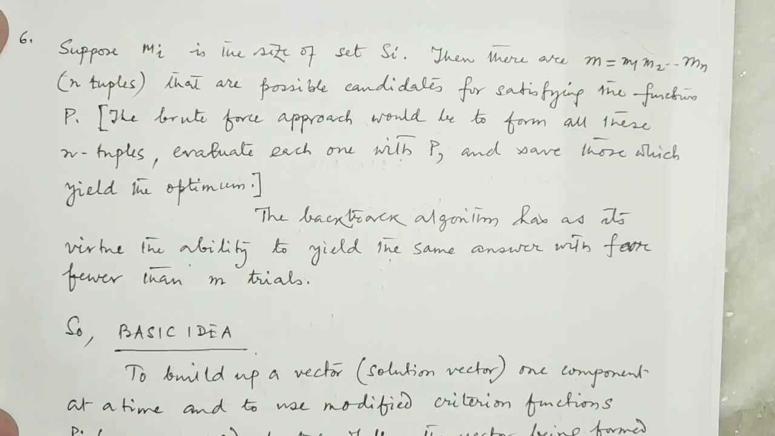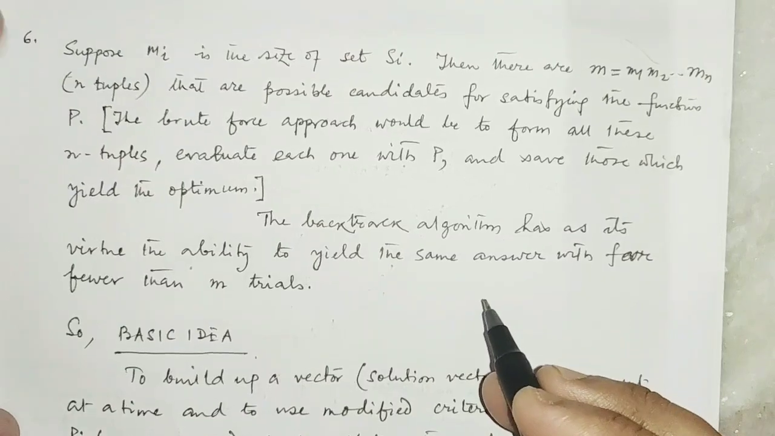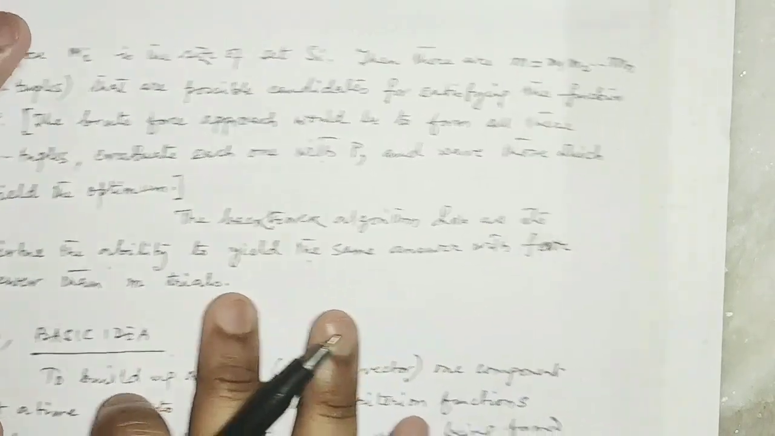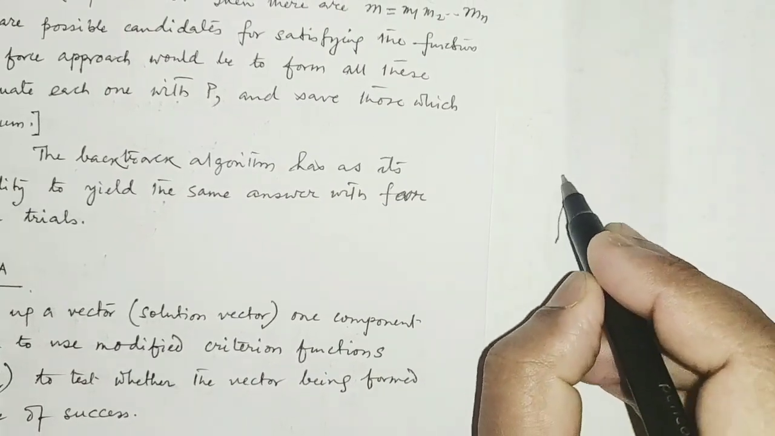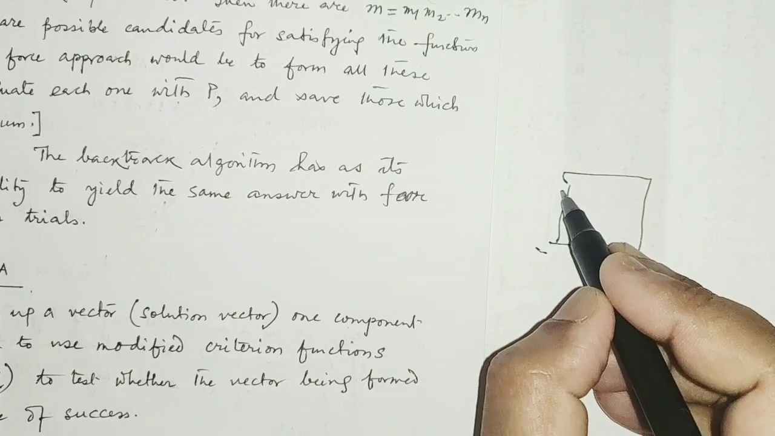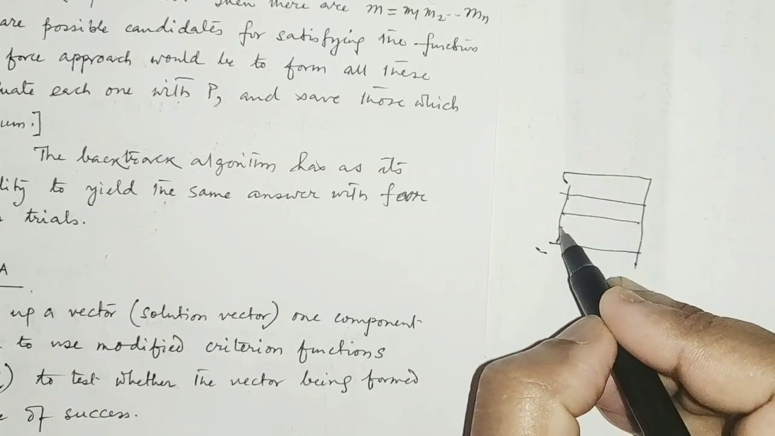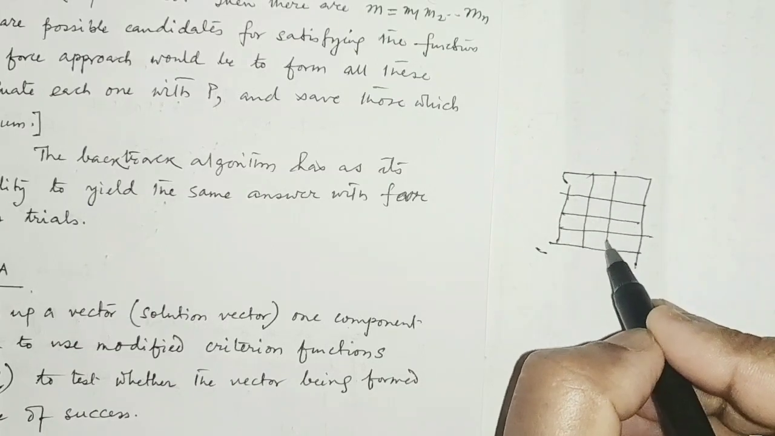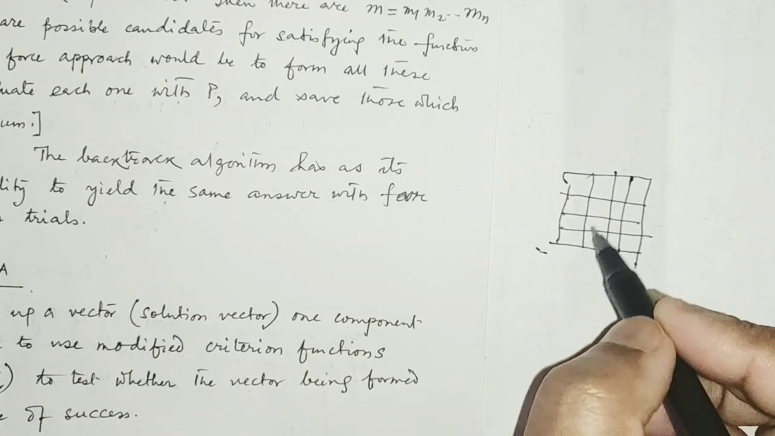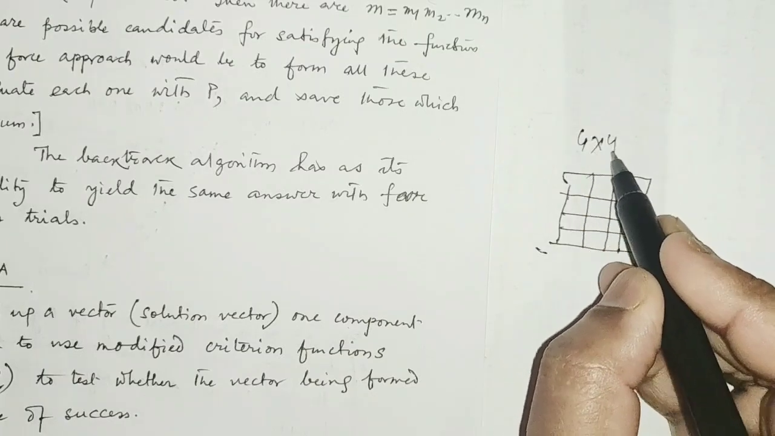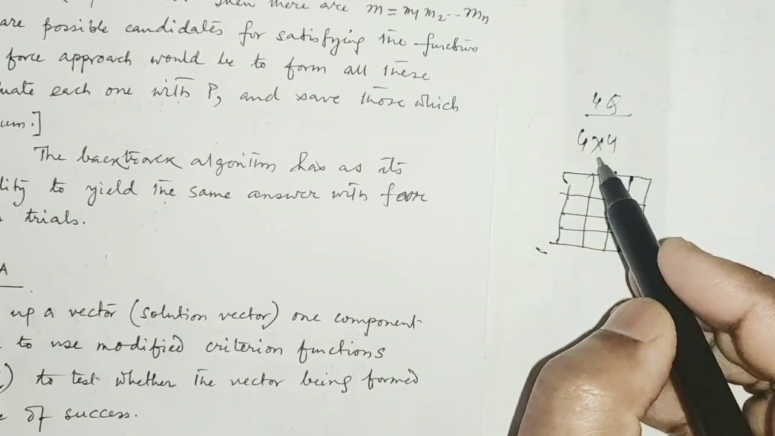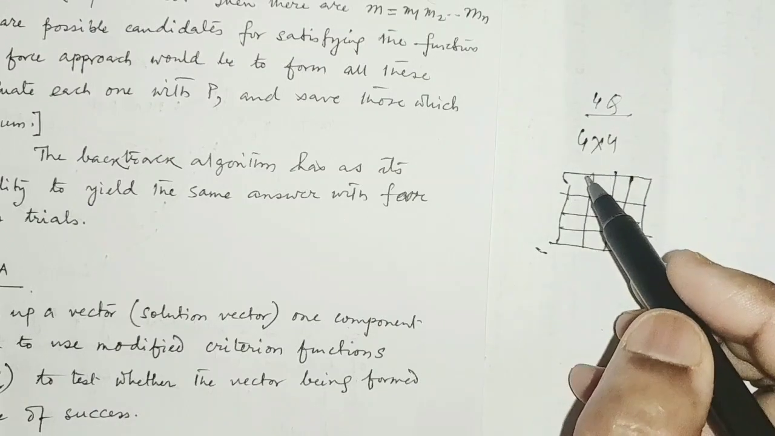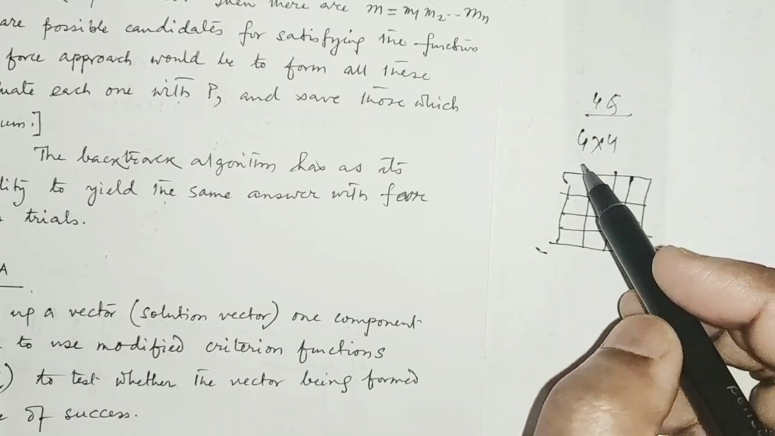Suppose this is the chessboard. Let me draw the chessboard here. Suppose it is a 4x4 chessboard. So a 4x4 chessboard means an n cross n chessboard, where you are dealing with the 4 queens problem. N cross n chessboard, n queens problem, 4 cross 4 chessboard, so it will be a 4 queens problem.